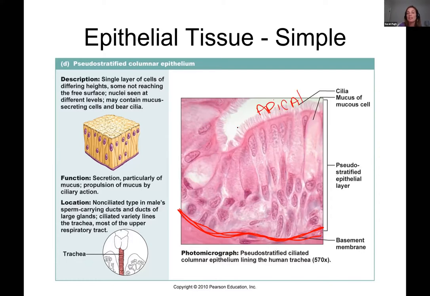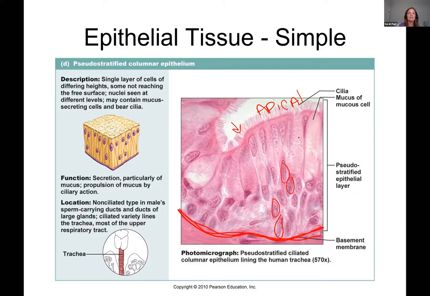And now you can see at the apical surface all these little cilia up here. Again, they do a great job of moving mucus. But when you look at this, you can kind of see why it might look like more than one layer, because you can see the nuclei. They're all at different heights. Every one of these cells is actually connected to the basement membrane. So it gives it this sort of falsely stratified appearance.